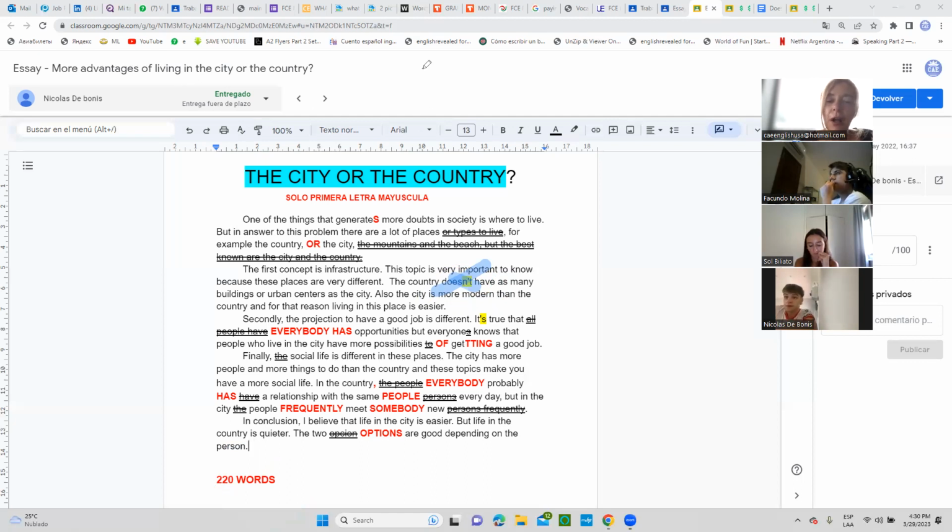Okay. Instead of "also," which we saw today, what can you put here? Nico? They also, in addition to, besides. Okay, besides, the city is more modern. Another option? In addition to, yeah. No. In addition, comma. In addition. Okay. In addition, comma, the city is more modern than the country, and for that reason, living in this place is easier.